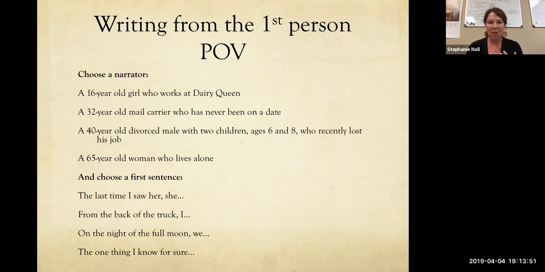And then, in a choose your own adventure fashion, I have 4 first sentences that you might use. "The last time I saw her, she..." "From the back of the truck, I..." "On the night of the full moon, we..." "The one thing I know for sure..." So you're choosing a narrator, choosing that first sentence, and just writing for approximately 10 minutes, the opening of a scene with this narrator using the first person point of view, starting with that sentence.